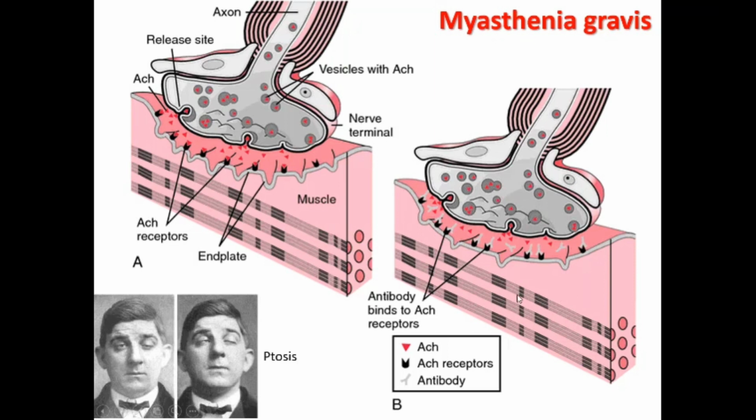The first muscle commonly affected by this disorder is the eyelid muscle. You can see it causes ptosis, or drooping of the eyelids, the first sign of myasthenia gravis.